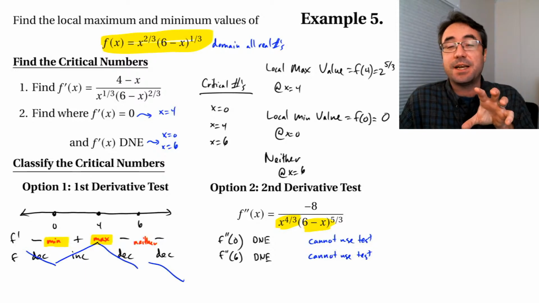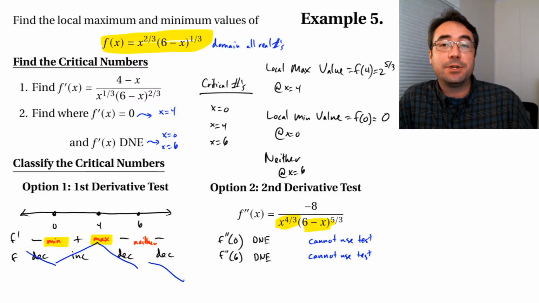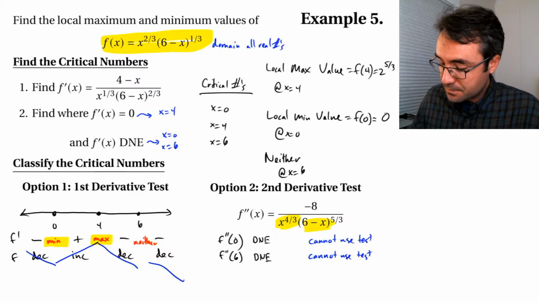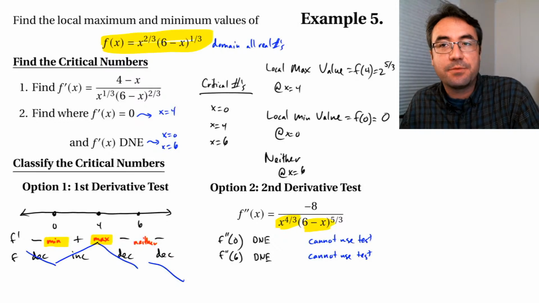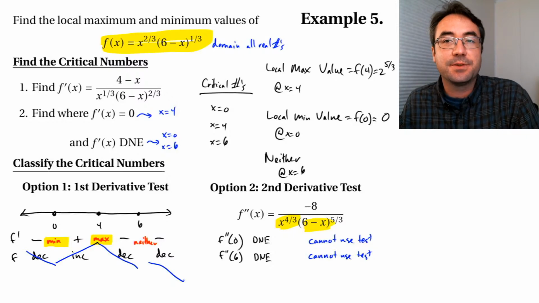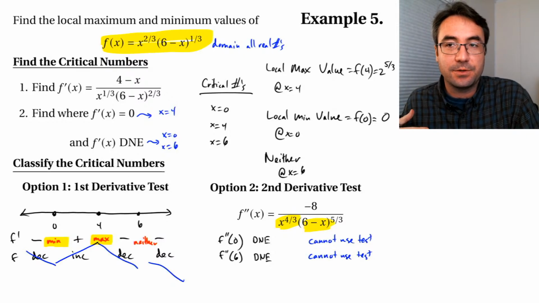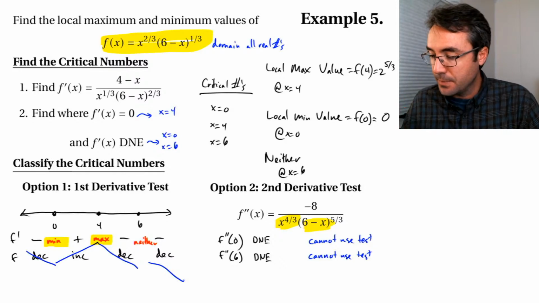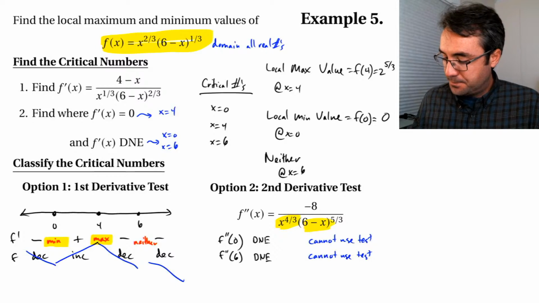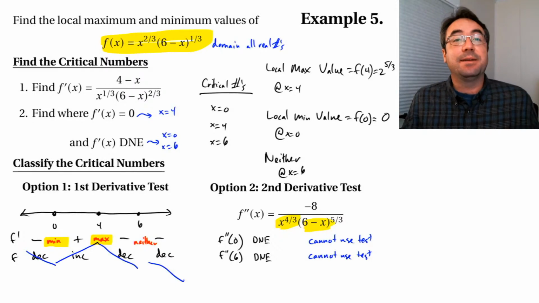So if we started with the second derivative test, we'd have to go and try the first derivative test. X equals 4 would work. So I'll leave it for you to go and try the second derivative test for that other critical number, and you should see that it's a local max. All right, so really that's it.